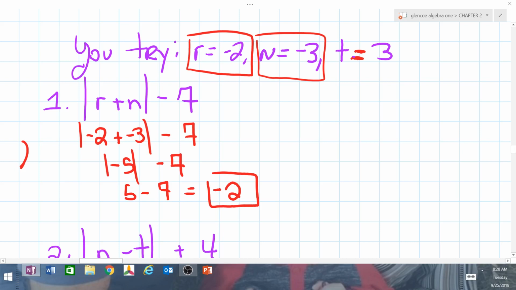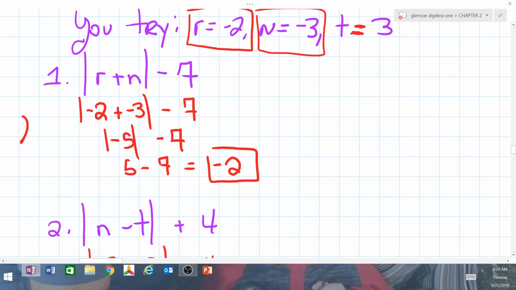Negative 2. I agree with you, I also got negative 2. So we substitute in for r a negative 2, for n a negative 3. It's okay. A negative 2 plus a negative 3 is negative 5. The absolute value of negative 5 is 5. 5 minus 7 is negative 2. Does anyone have a question on that one?